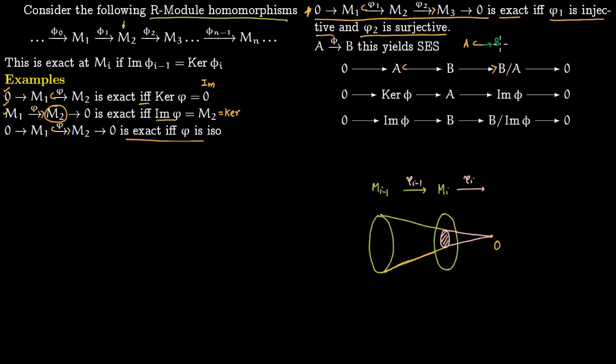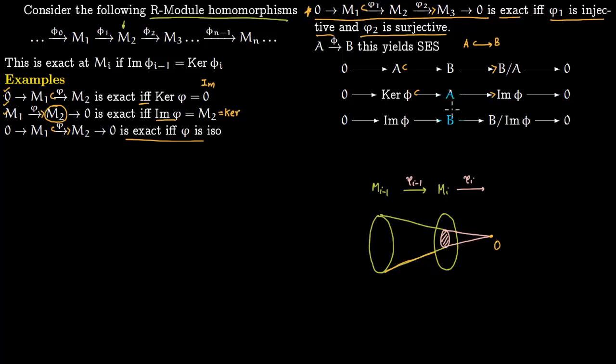Now in case A is not a submodule of B, then you can always put the kernel of phi. So you put the kernel of phi, so this will naturally be injective, and then you have a surjective map which is just the image of phi. So you again have a short exact sequence.